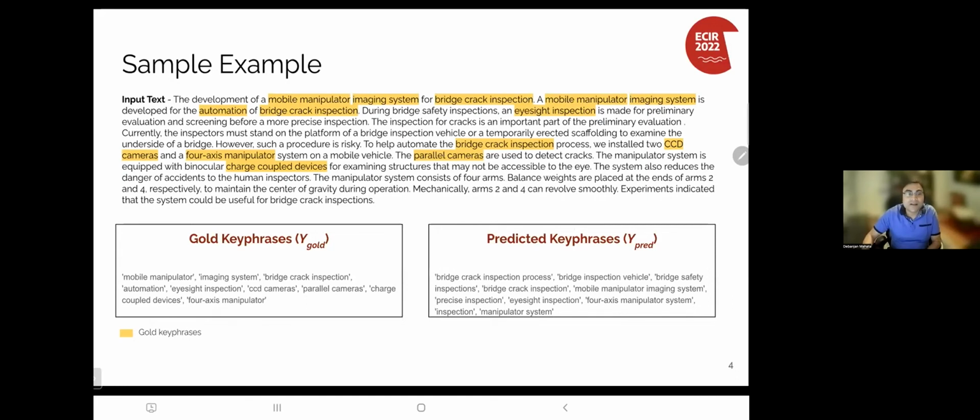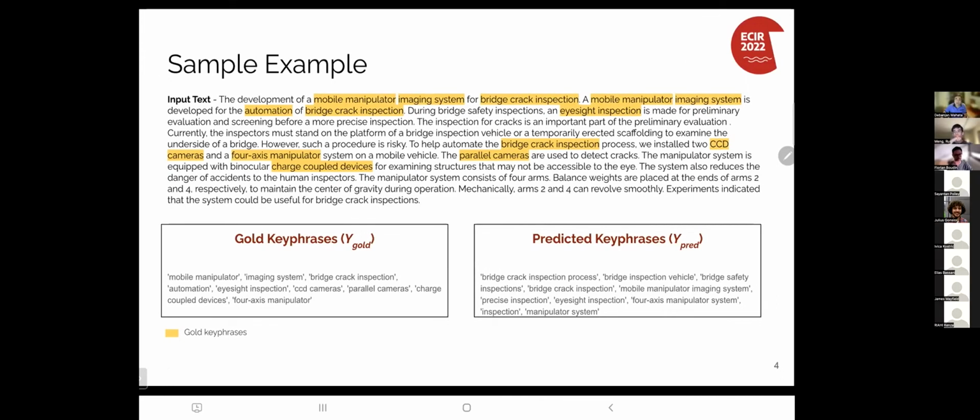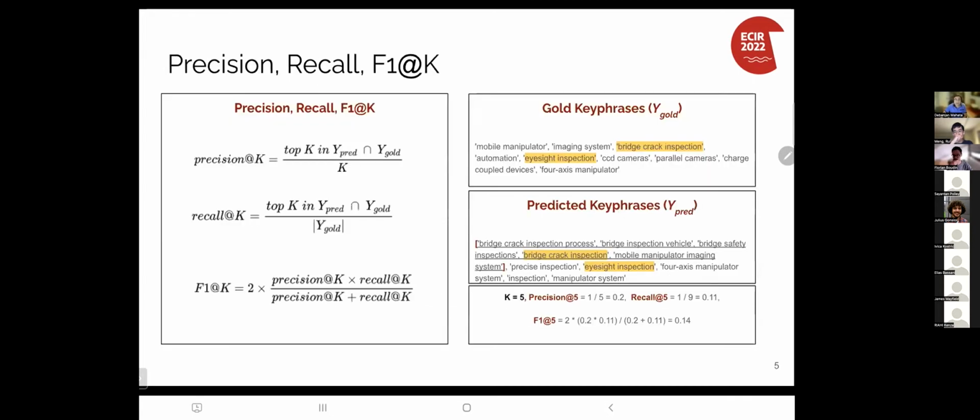So given this example, we can see an input document as shown in the slide with gold, or the ground truth, key phrases highlighted in it. So we have an input document, and the idea is to predict key phrases and evaluate against the ground truth phrases given to us. Precision, recall and F1 at K is calculated by considering the top K key phrases predicted by the model.